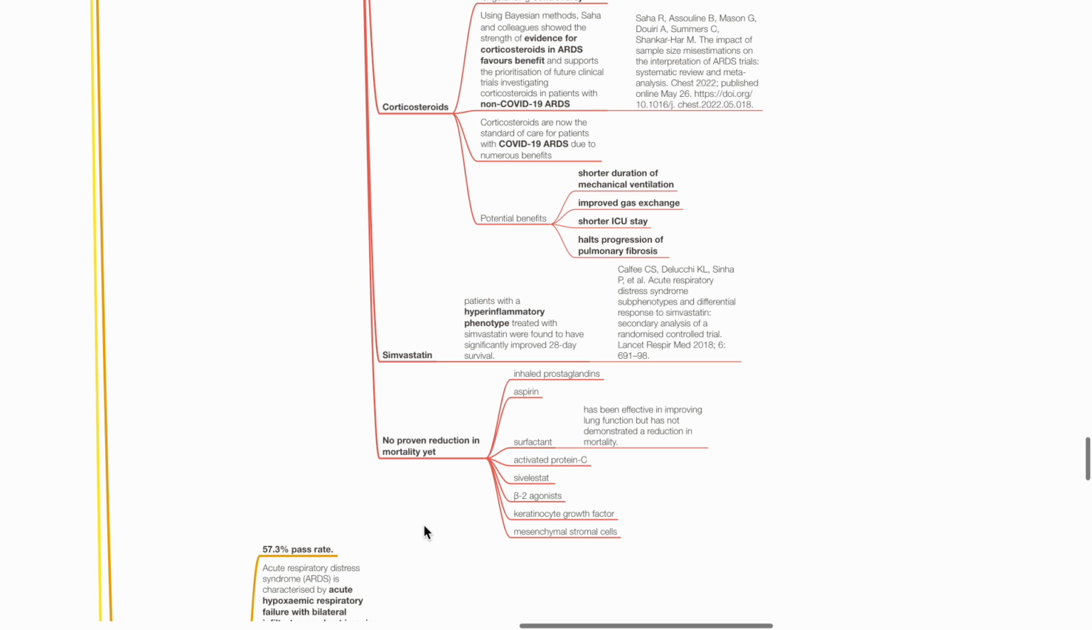The following drugs have no proven reduction in mortality yet, which includes inhaled prostaglandins, aspirin, surfactant, activated protein C, sivelestat, beta-2 agonist, keratinocyte growth factor, and mesenchymal stromal cells.